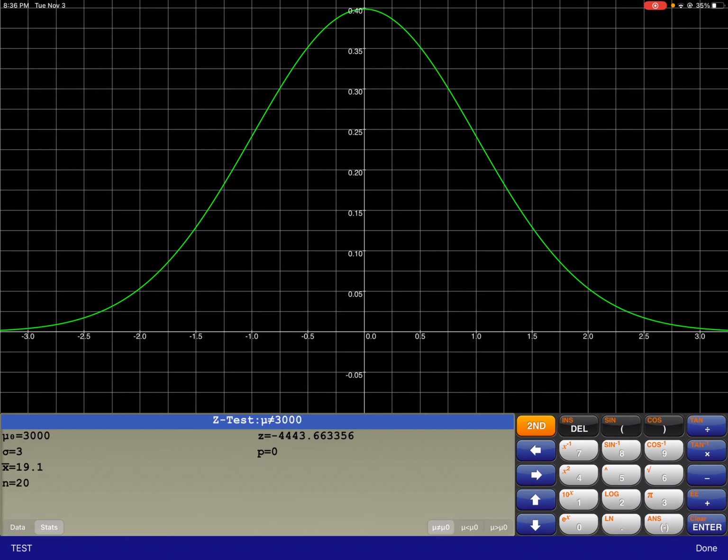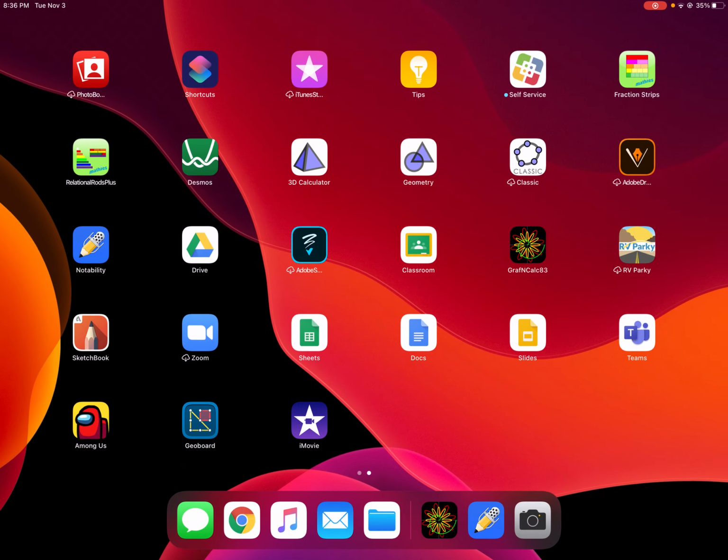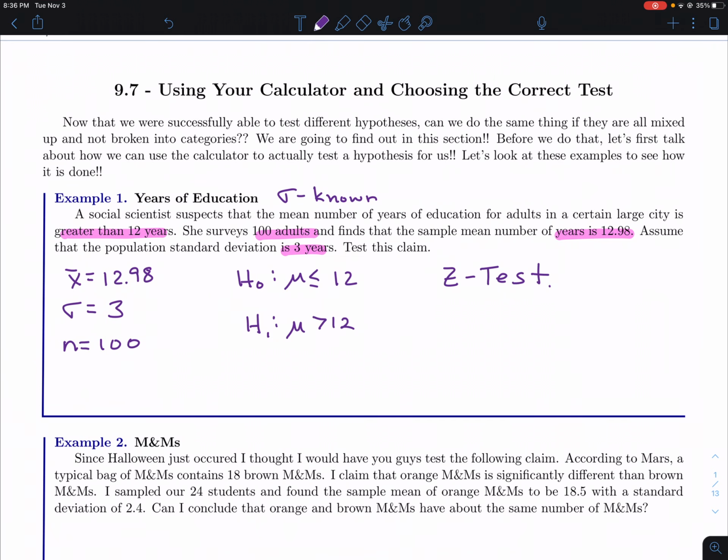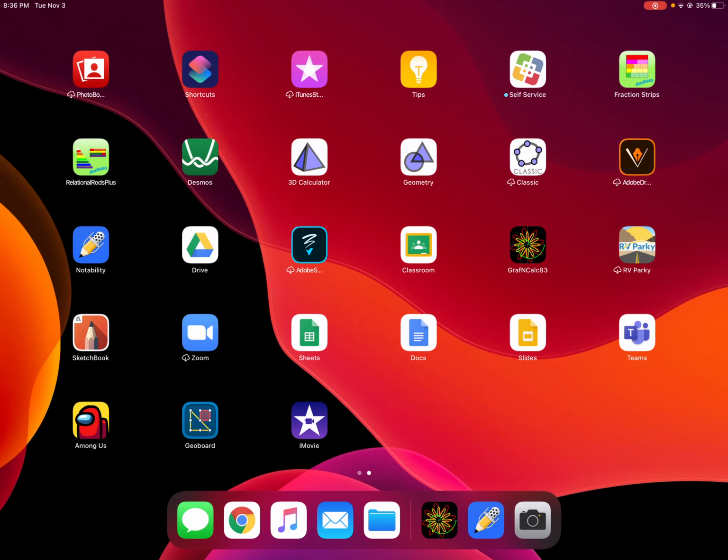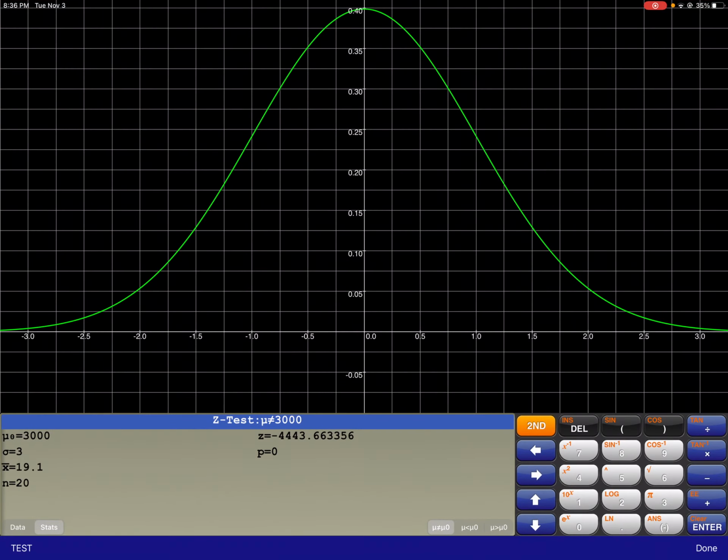So again, with mine, I think we had, what was the mean? Well, now I forget the total problem, so let me go back. Oh yeah, 12 and 12.9. I got it now. So our population mean is going to be 12. And then our population standard deviation was 3. Our sample mean was 12.98.